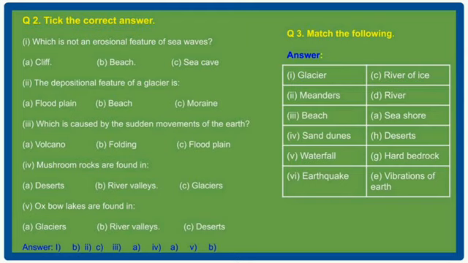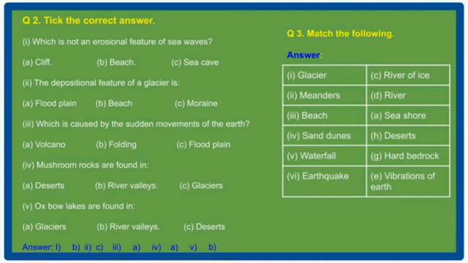Now question number 3, which is caused by the sudden movements of the earth? The options are A, volcano, B, flooding, C, floodplain. The correct option is A, volcano. Volcano is caused by the sudden movements of the earth. Now question number 4, mushroom rocks are found in A, deserts, B, river valleys, C, glaciers. The correct option is A, deserts. Now question number 5, oxbow lakes are found in A, glaciers, B, river valleys, and C, deserts. The correct option is river valleys, option B. So that's all from the tick the correct answer portion.